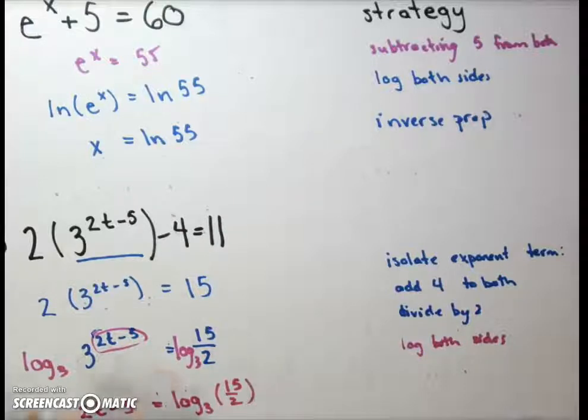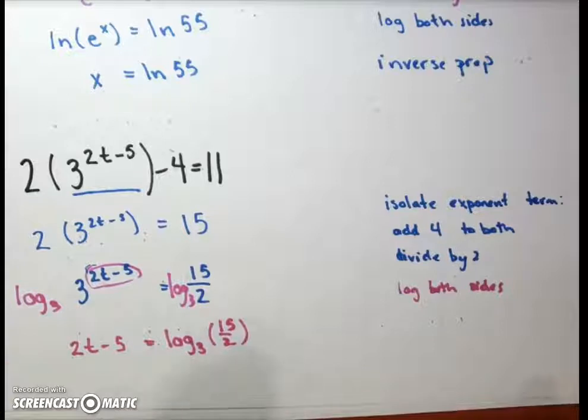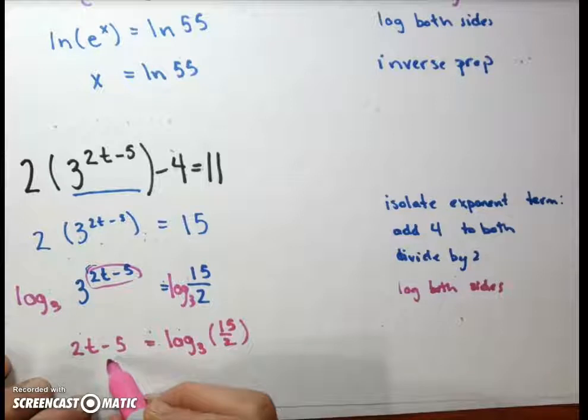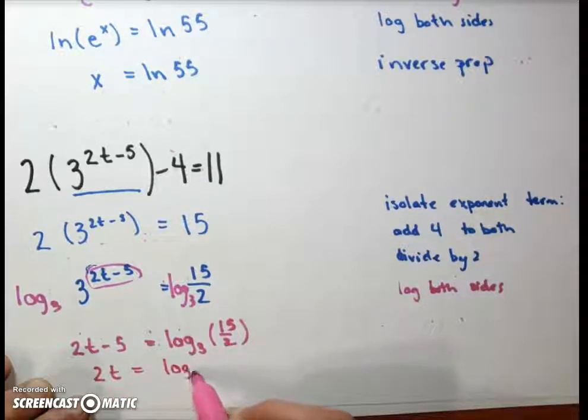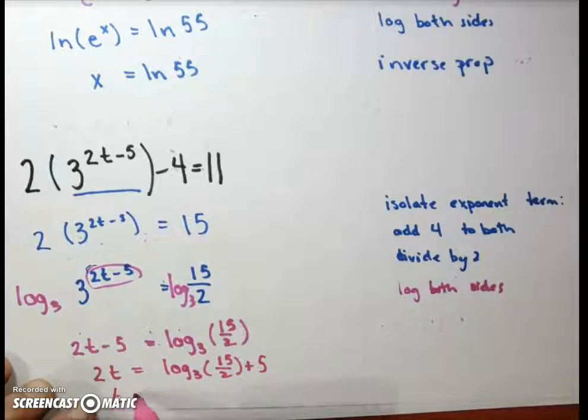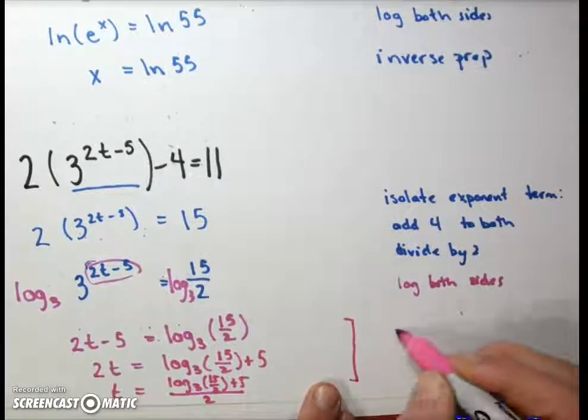And now I just solve for t. This is simply a number, so let's just leave it in this form for now, and we'll estimate it using our calculator in a moment. So I'll bring over the 5. 2t equals log base 3 of 15 over 2 plus 5. And now to get t by itself, I just have to divide both sides by 2. So in all these steps, I'm just solving for t.